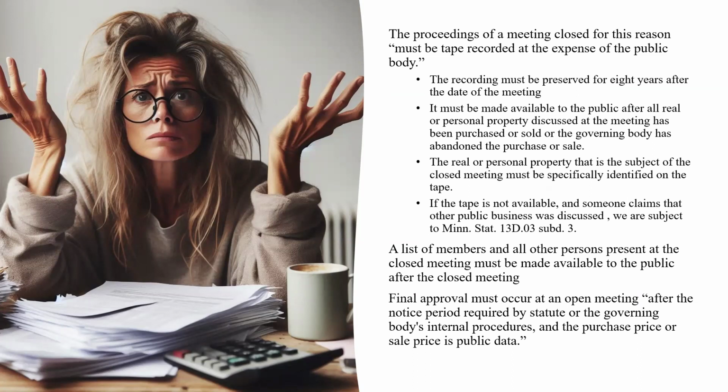So in addition to all those special recording properties, you have to list members and all other persons present at the closed meeting, and that list must be made available to the public after the closed meeting. So even when the audio recording itself isn't available to the public, this list of participants has to be available to the public. And after you're done with all of that, the actual final approval has to happen at an open meeting after the notice period required by statutory governing bodies' internal procedures. And purchase price or sale is public data.